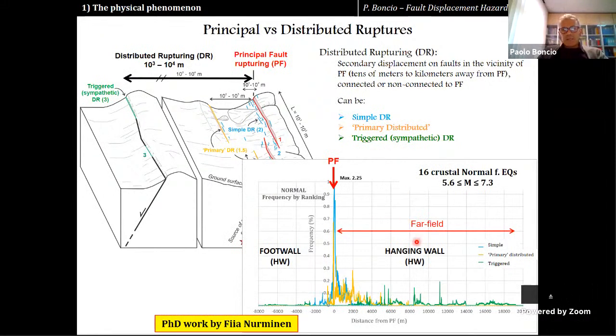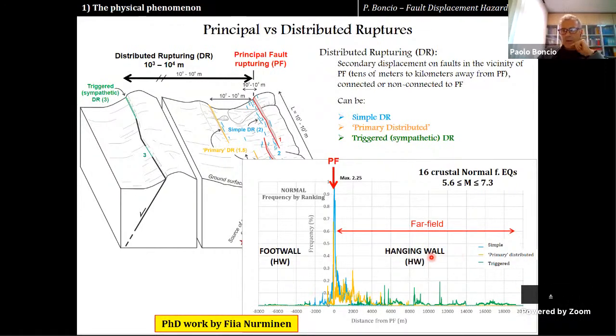For dipping faults, these data are from normal faults, there is an asymmetric distribution. Most of the ruptures are in the hanging wall. Later, we will see a similar distribution for reverse earthquakes. For strike slip events, the distribution is more symmetric.